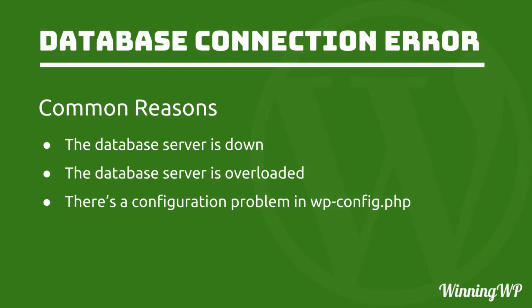There are three common reasons that you might get this error. One is that the database server is down. The database server is just a piece of software. It can crash just like any other piece of software. And sometimes it happens. Sometimes it's not actually crashed, but so overloaded that it can't even answer. Or there could be a configuration problem in your wp-config.php file. That's a file that lives in the main directory of WordPress, and it holds your database connection information like username and password and things like that. We'll take a look at how to debug both of these things.